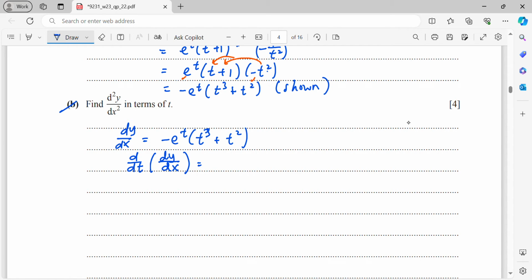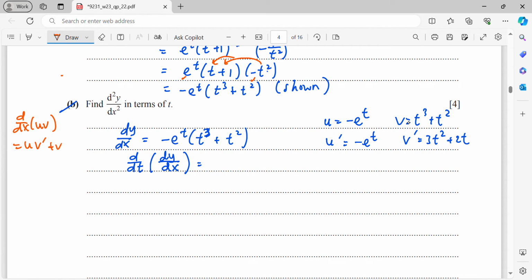So now again, to differentiate this, since this is a product of two terms, I will apply the product rule. I will let u equal negative e^t. So now my u prime is negative e^t as well. Then my v is t cubed plus t squared, so my v prime is 3t squared plus 2t. And again, using the product rule, d over dx of uv is u v prime plus v u prime.